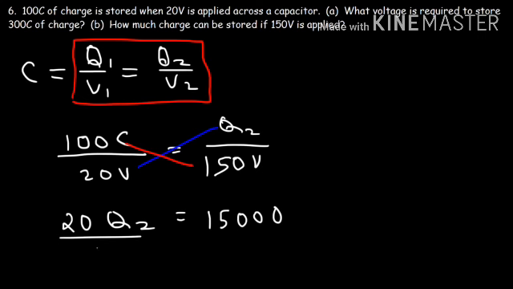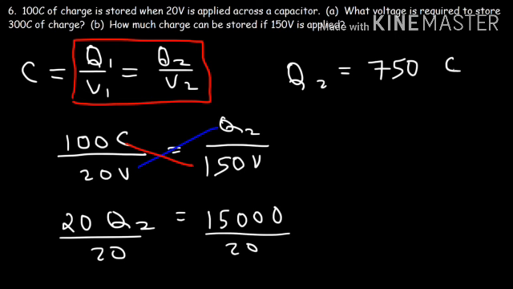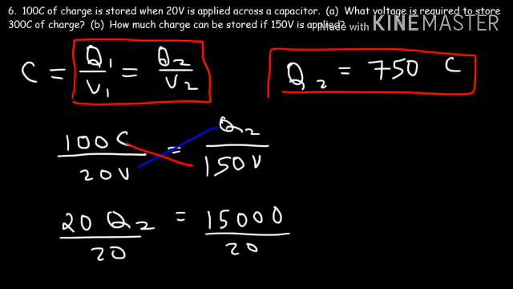Now we've got to divide both sides by 20. So 15,000 divided by 20 is 750. So 750 coulombs of charge will be stored if we increase the voltage to 150. As you increase the voltage across a capacitor, more electric charge can be stored. And the ratio between how much charge you can store at that given voltage can be used to calculate the capacitance.